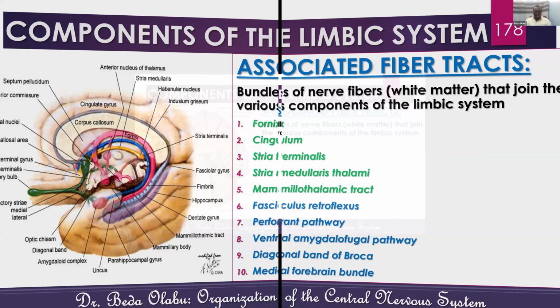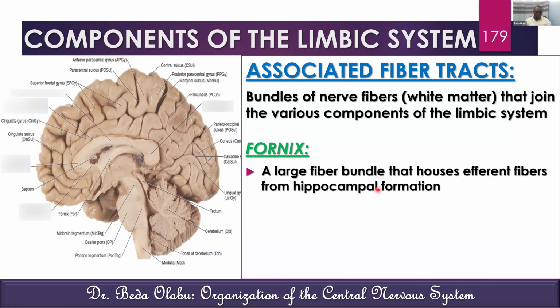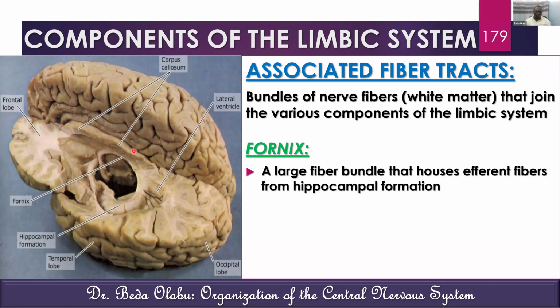I want us to discuss them one by one. Let's start with the fornix. So fornix is this one. It's a large fiber bundle that houses efferents that arise from the hippocampal formation. This image, you've already seen it. So this is the hippocampus. So this is the fornix containing efferents from the hippocampal formation.